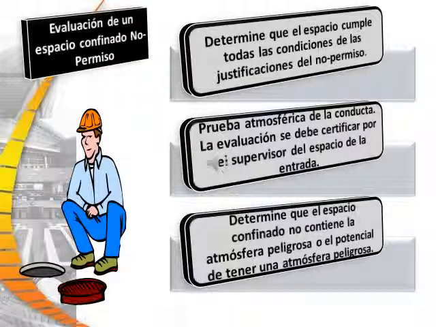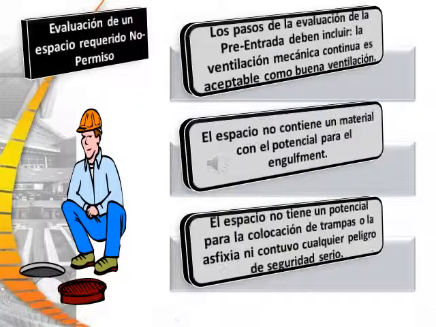Determine that the space meets all the requirements of the conditions of a non-permit justification. Conduct atmospheric testing with an evaluation by a certified entry space supervisor. Determine that the confined space does not contain a hazardous atmosphere or have the potential to contain a hazardous atmosphere.